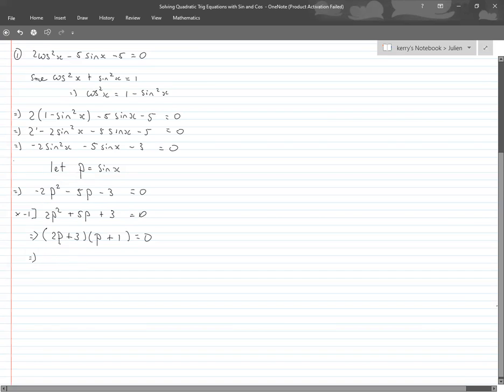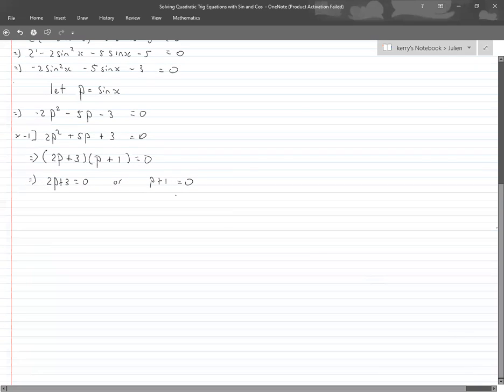And we know at this point, when you have binomials multiplying, either the first term is equal to 0 or the second term is equal to 0. Now, at this point, you know what you have to do. You have two different possible solutions for p. So you solve this one. This will give us p is equal to negative 3 over 2, or p is equal to negative 1.